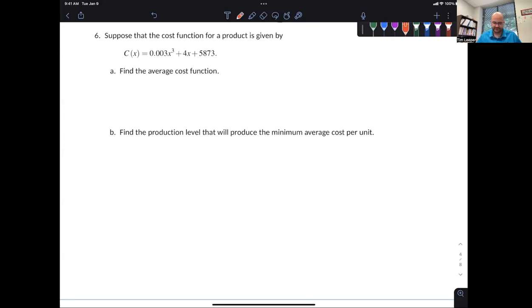Hello. In this video, we want to go ahead and look at example 6 for exam 3 review. Suppose that the cost function for a product is given by C of x equals 0.003 x cubed plus 4x plus 5873. Find the average cost function.